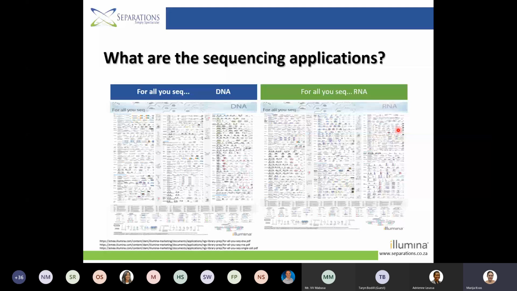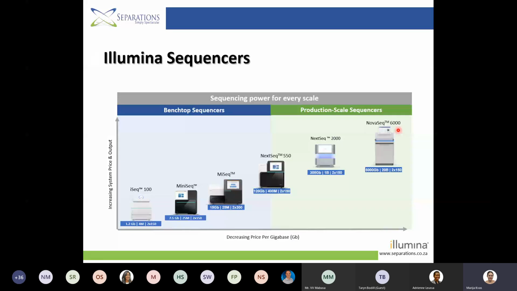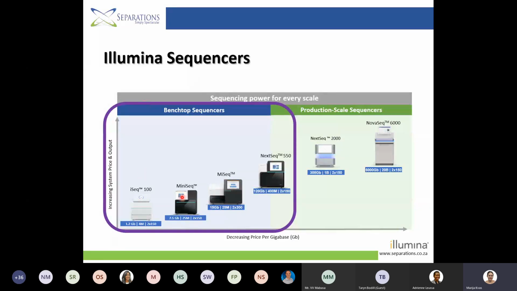So, like I said, there are hundreds of applications out there, and obviously we cannot look at all of them, but we thought of focusing on the major ones, the ones that are most popular and that are most known. And we also wanted to look at specific instruments like iSeq, MiniSeq, MiSeq, and NextSeq. Specifically because these instruments are in your labs or they are available throughout South Africa in the service provider labs.